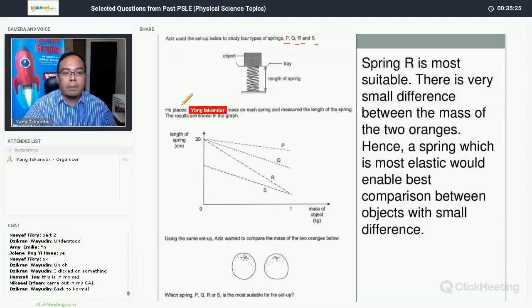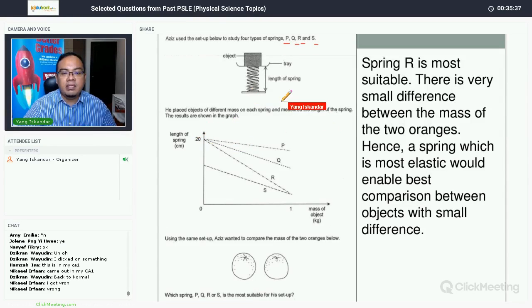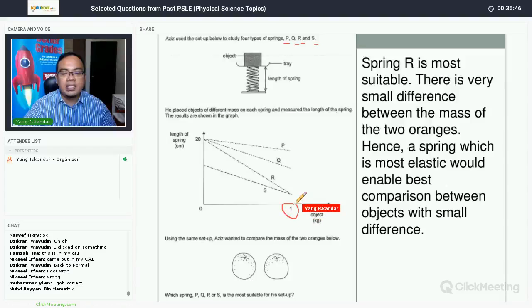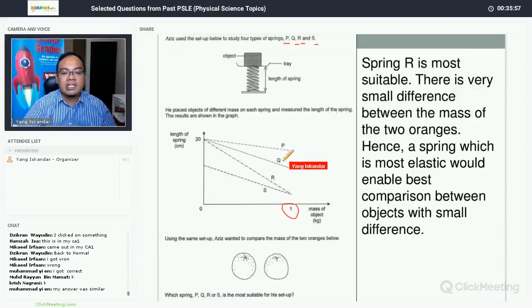All right. So he placed objects of different mass on each spring and measured the length of the spring. The results are shown below. So you see the length of the spring is 20 cm. If you use spring P, it decreases for 1 kg of mass. You take a look here, 1 kg. In 1 kg, the length decreases this size. And for Q, decreases this much. And for R, decreases this much.